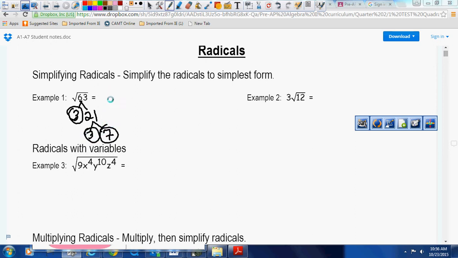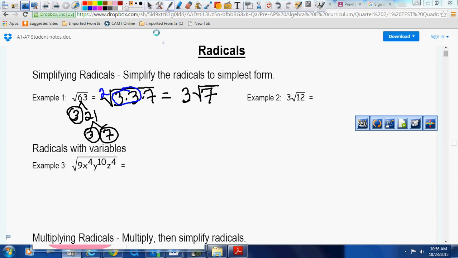So what I really have is the square root of a 3 times a 3 times a 7. So I know that that's going to give me a 3 square root of 7. Now remember, that's because I have a square root, and so I have a group of 3's here, so my 3 comes on the outside.